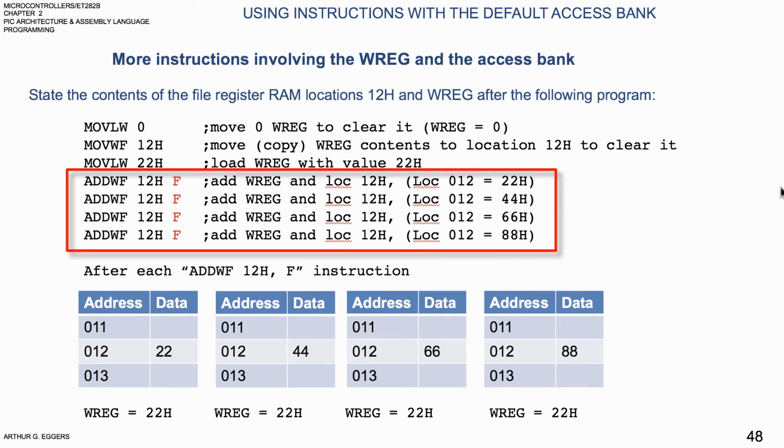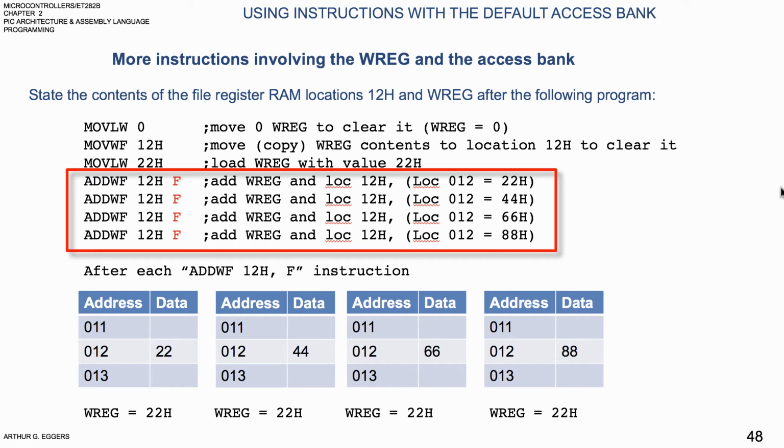So the next step says ADDWF 12 hex to the file register. We're going to add 22 to the location 12, which had 0 and was clear, and it now has 22. The next step says, okay, we're going to add again. Go back, grab that 22 hex, add it to the existing value of 22, and we're at 44.